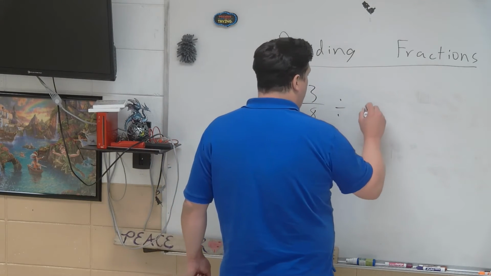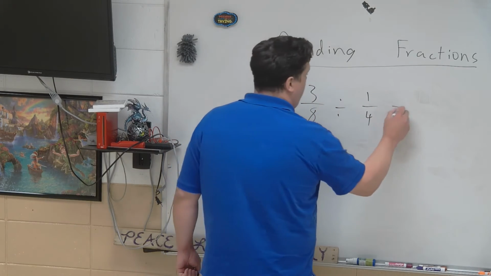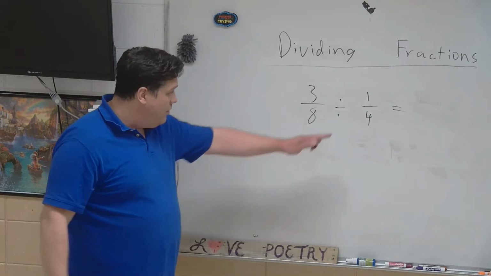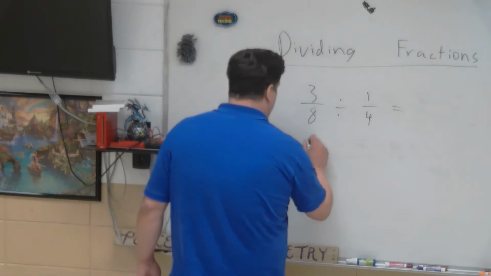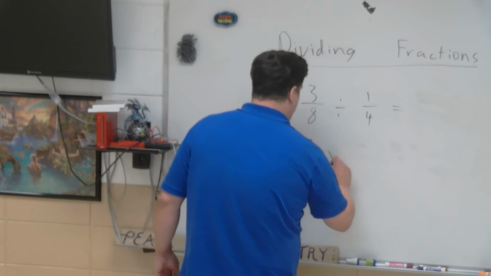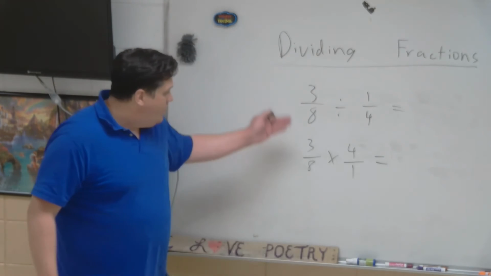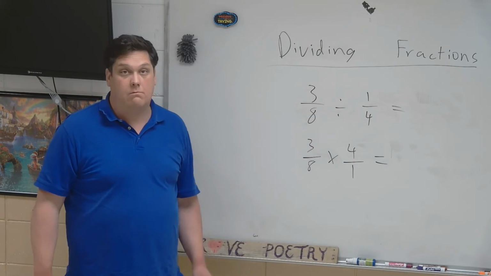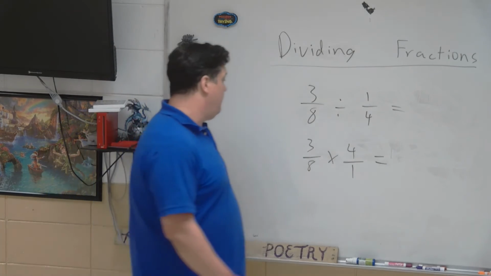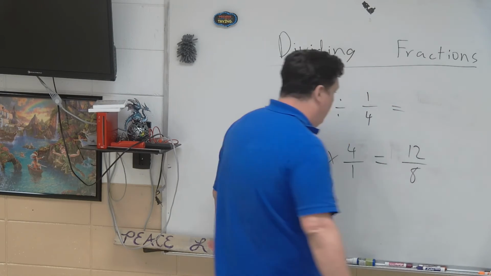3/8 divided by 1/4. Why not? Again, we're going to take that second number, the one by which we want to divide, and we're going to invert it. Three-eighths divided by 1/4 equals 3/8 multiplied by 4. They're going to be the same number. 3 times 4 is 12. 8 times 1 is 8.